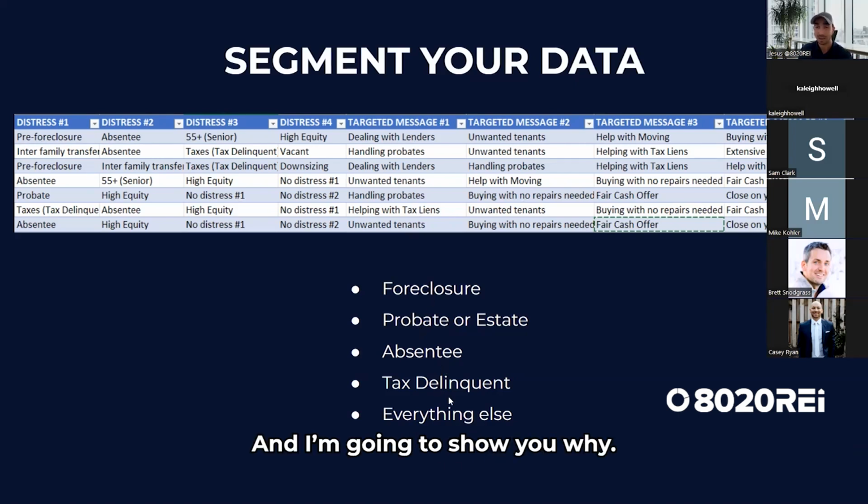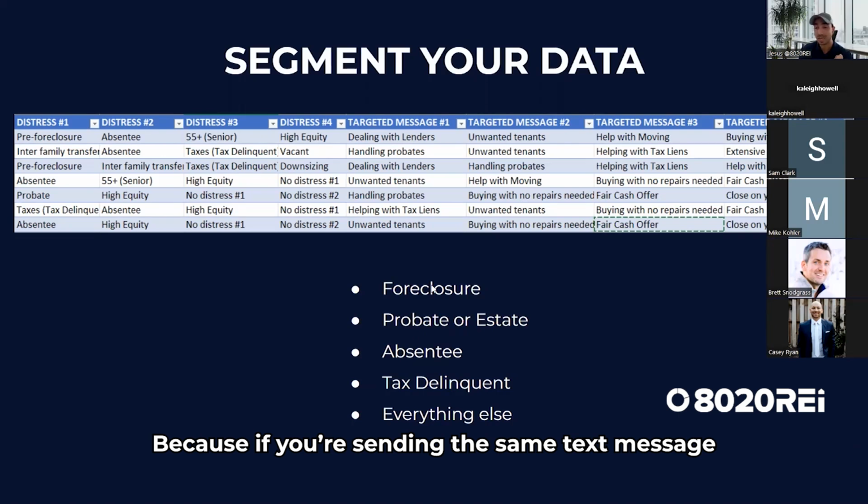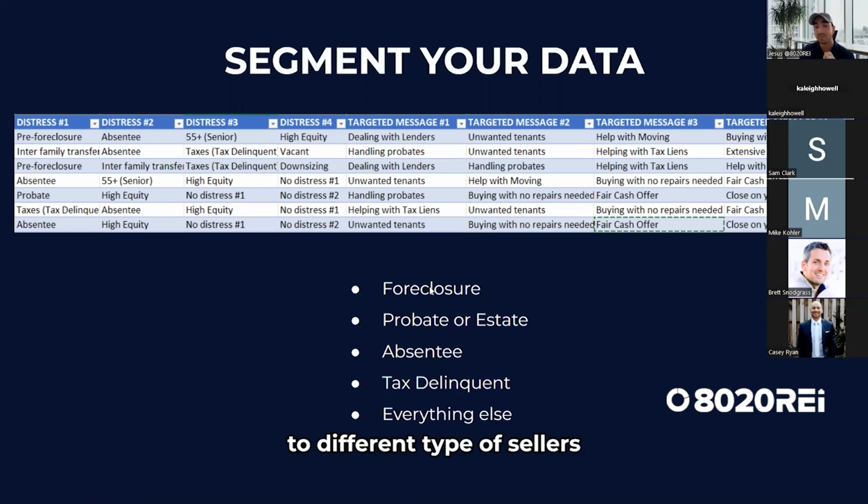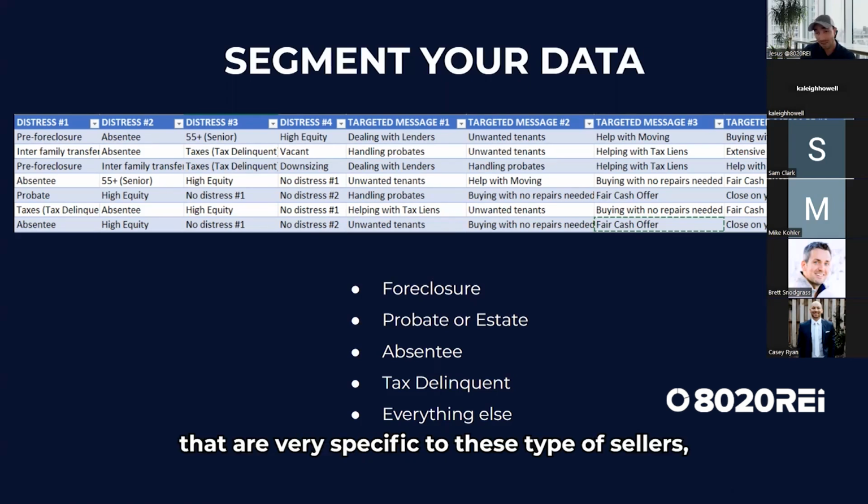And I'm going to show you why. Because if you're sending the same text message to different types of sellers going through different situations, you will get responses, but it's not going to be as good. But if you segment the data and you are creating campaigns inside Launch Control, and we can talk a little bit about that more in depth if you want to, and creating templates that are very specific to these types of sellers, especially these top 4, right? It makes a big difference.